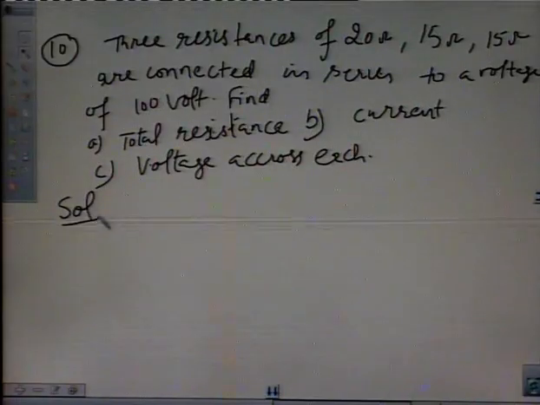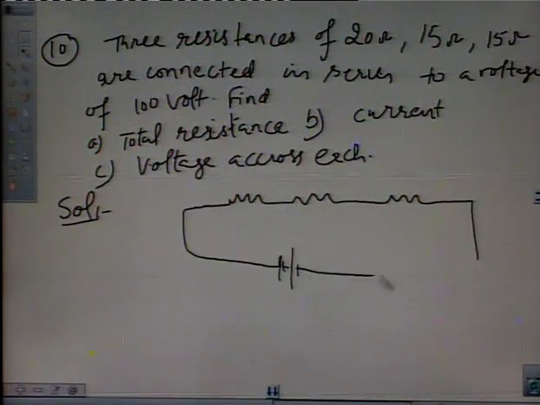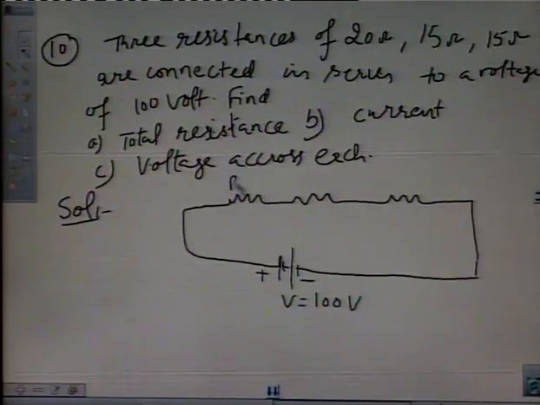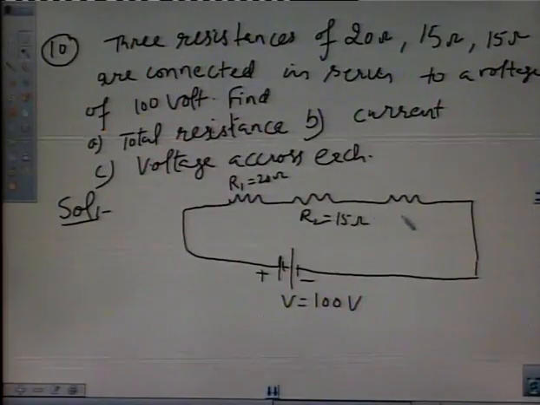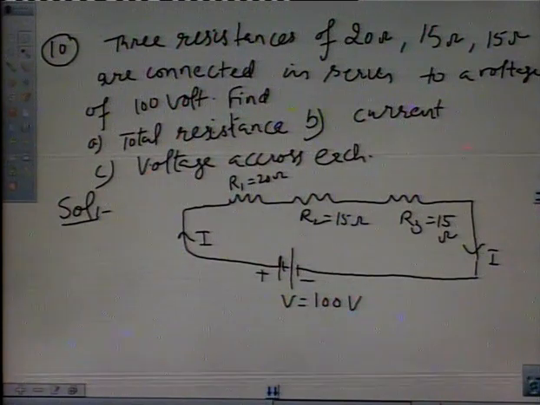So its solution is, firstly let us draw its diagram. Here we have 3 resistances. These are connected to a battery. This is the positive terminal and this is the negative terminal. The voltage is 100 volt. R1 is 20 ohm, R2 is 15 ohm, and R3 is 15 ohm. From the positive terminal the current I is flowing and it comes again as I to the negative terminal.